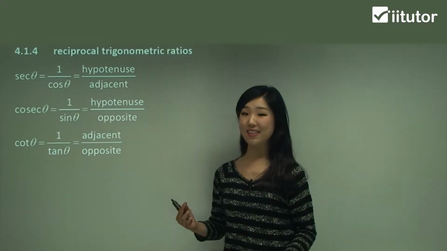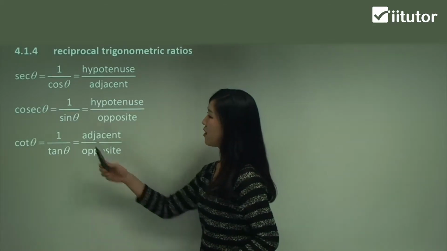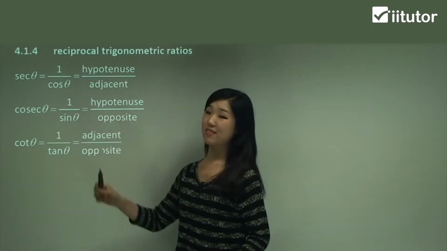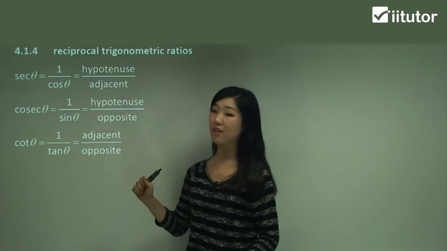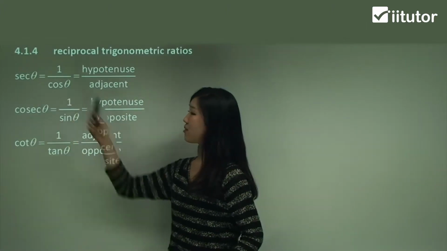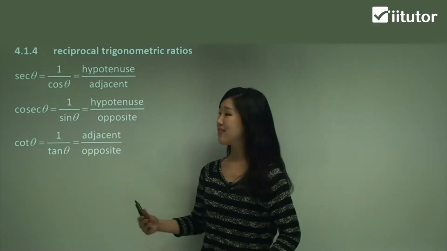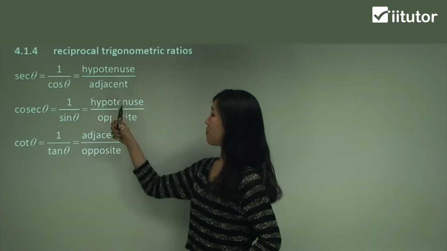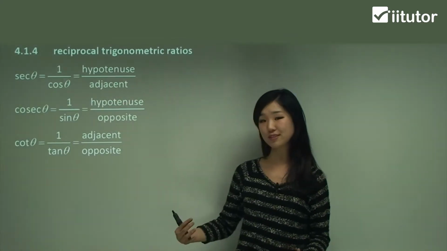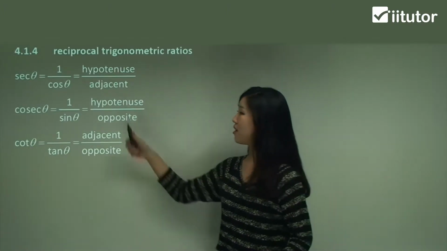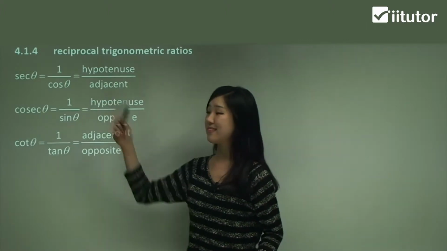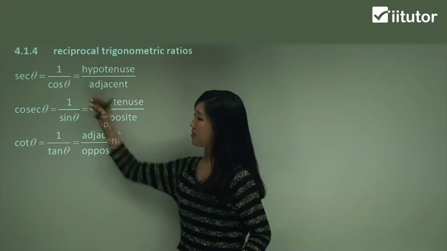So starting with sec theta. I'm not sure if you ever heard that before, but sec theta is basically 1 over cos theta. See how that's the reciprocal of cos theta? So the reciprocal of cos theta, which is 1 over cos theta, is going to be sec theta. Therefore 1 over cos theta is going to be hypotenuse over adjacent. Remember how cos theta is adjacent over hypotenuse? Therefore 1 over cos theta will be hypotenuse over adjacent, just the reciprocal. And again that is sec theta, so remember these specific names.